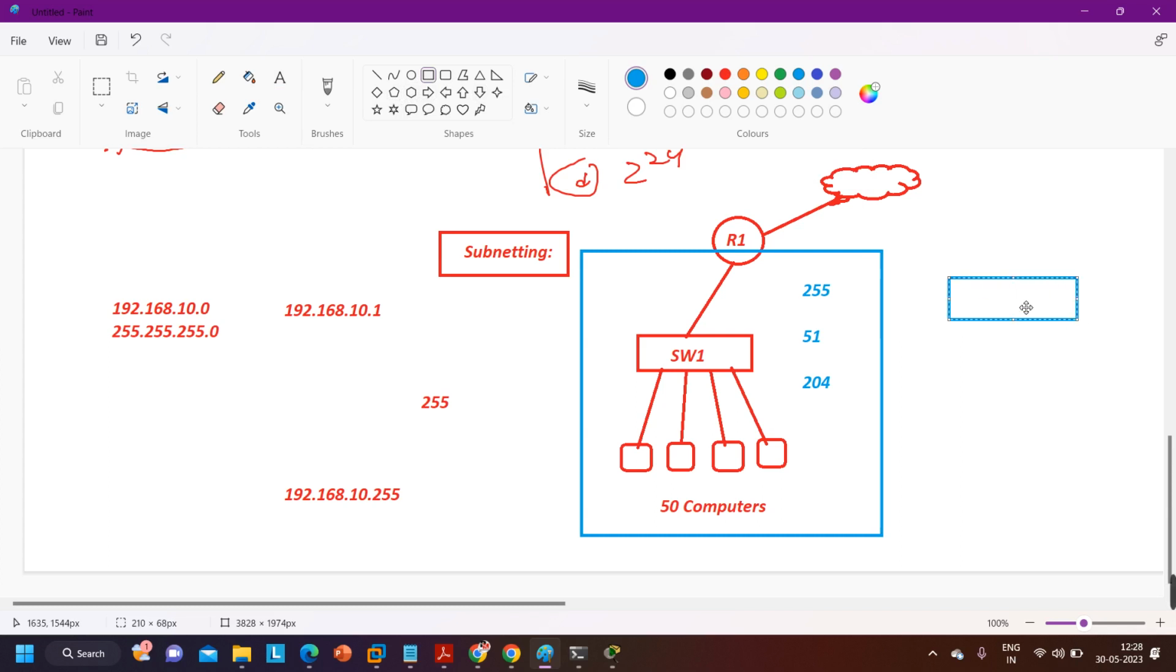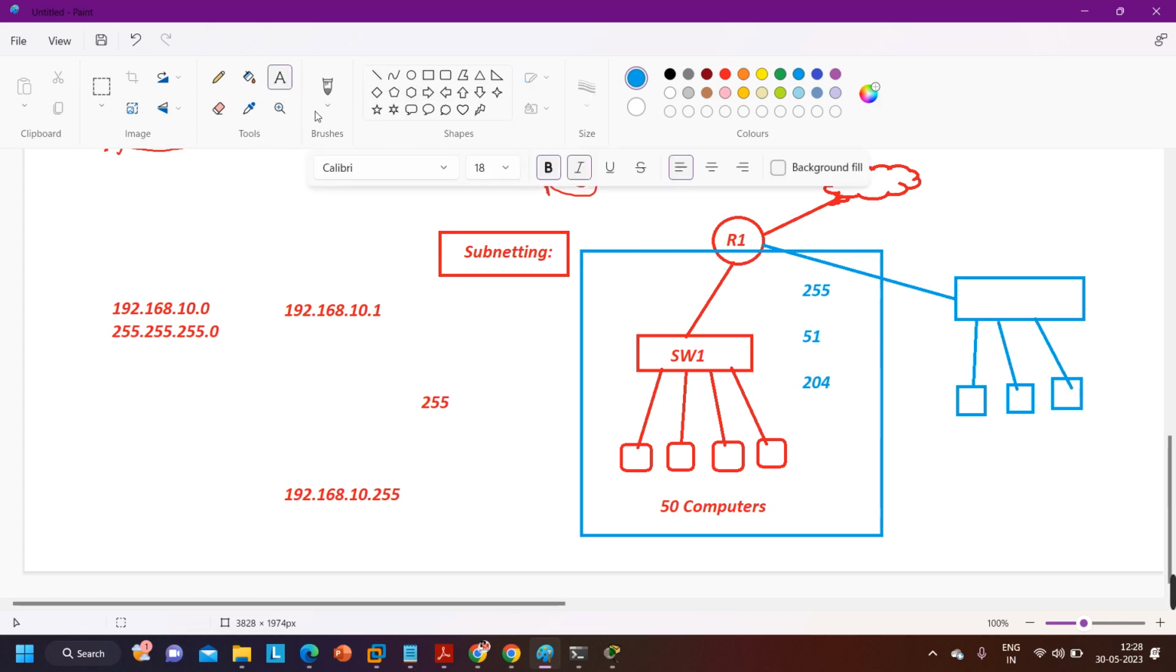In future, let's say this organization needs to add one more network, one more department. This time they add one more switch and a few more computers, let's say again 50 computers. They connect all the computers together through the switch and connect the switch to their router. Now, can this organization use the rest of the IP addresses in this network? No. Without subnetting, it cannot use them.